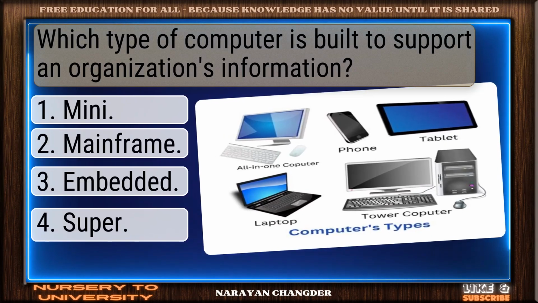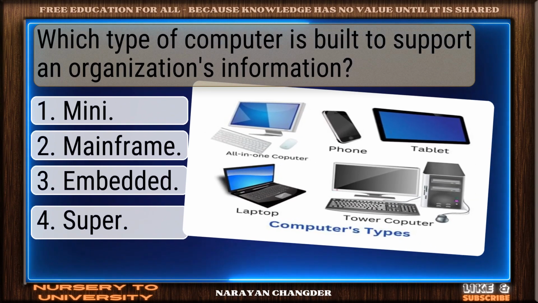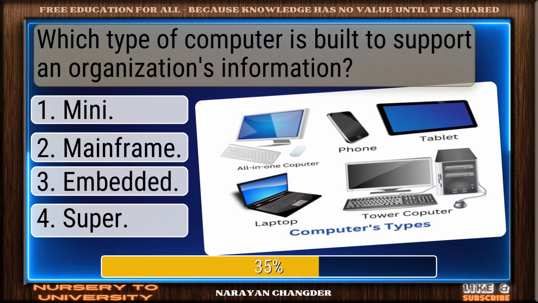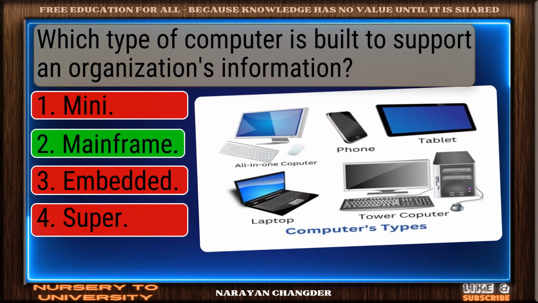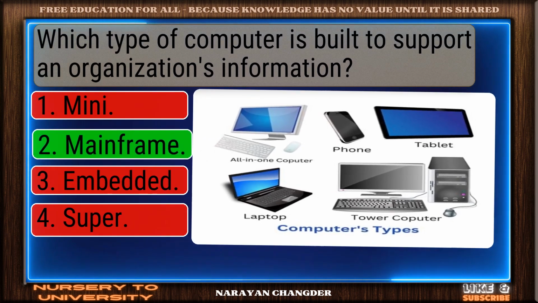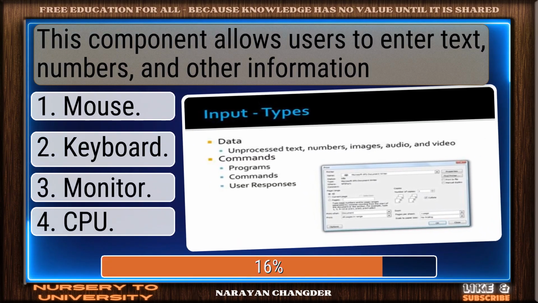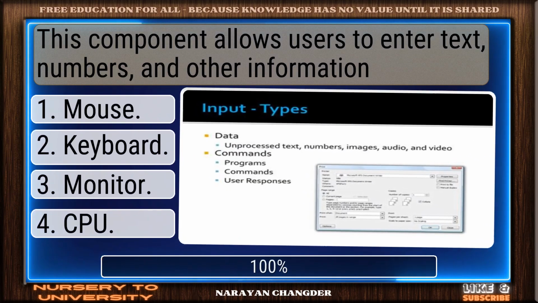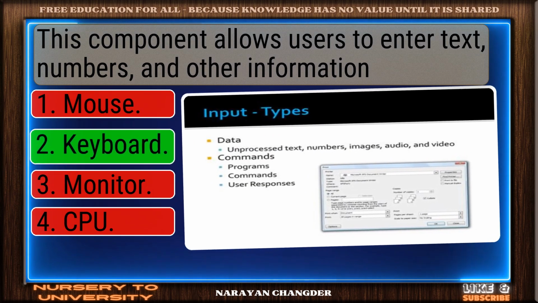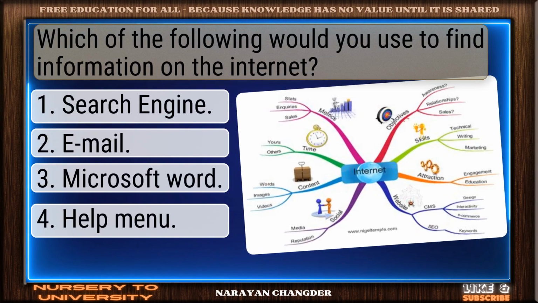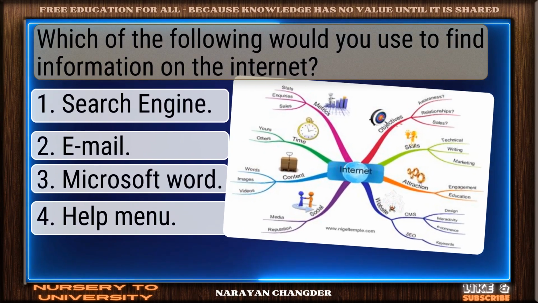Which type of computer is built to support an organization's information? Well picked. Mainframe is correct. This component allows users to enter text, numbers, and other information. Great job. Keyboard is accurate. Which of the following would you use to find information on the internet?